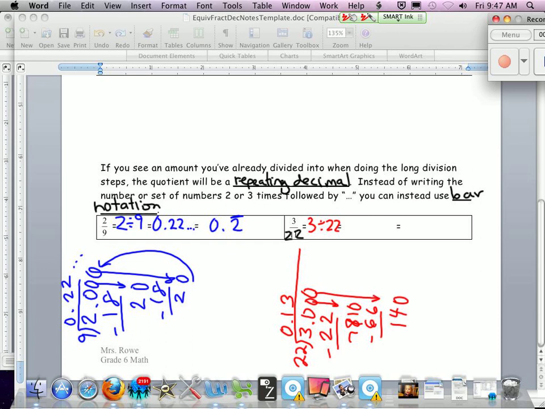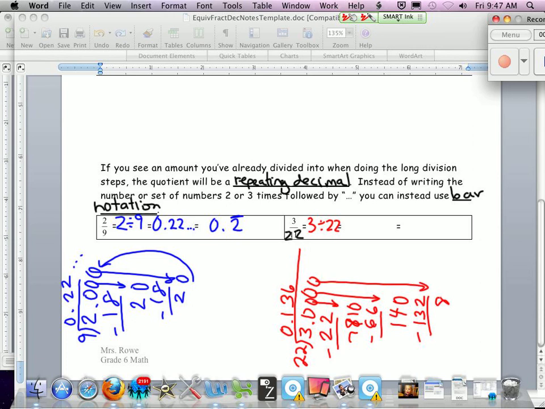22 goes into 140. I'm going to use a little bit of estimation, but I'm also going to use what I just found out. I found out that 3 times 22 is 66. So if I double 66, I'm going to get pretty close to 140. So I'm going to double the 3 and say it goes in about 6 times. 6 times 2 is 12, carry that, now I got 13, 132. So that when I subtract, I get 8. So now I'm going to bring down another 0.